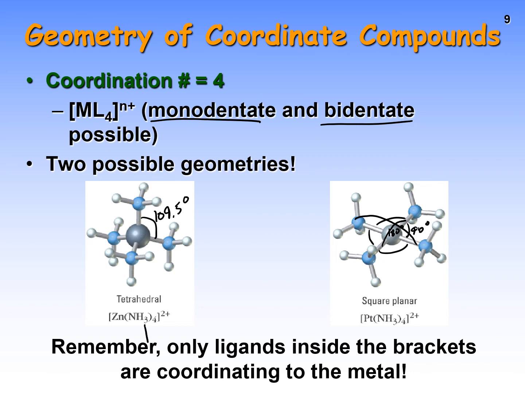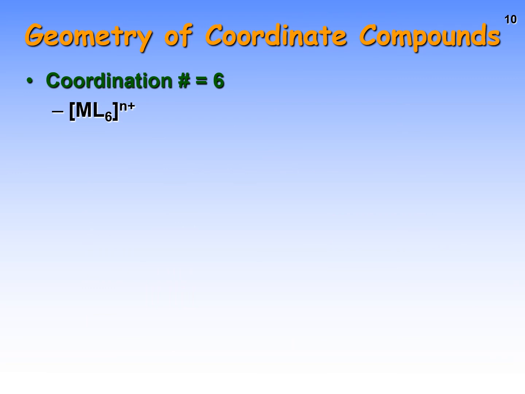Remember that the ligands are the ones that are only inside the brackets. So in this case, we have NH3 as our ligands. 4 of them. Again, coordination 4 means we have 4 ligands attached to our metal center, or 4 locations the metal is forming coordinate covalent bonds.